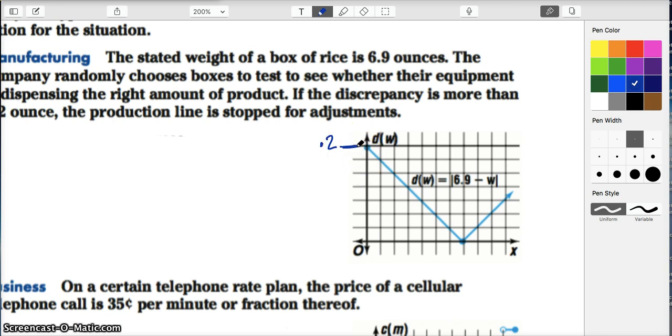So we want it to stay right around here. We don't want that difference to be more than that. And so notice, since there's absolute value signs, we know that it can be positive or negative 0.2. Let's think about it specifically, meaning they will allow it to be as high as 7.1 ounces or as low as 6.7. But once it's out of this decent range, that's when their equipment would be stopped. So the function that we can look at is that the weight, we're looking at 6.9 minus W as the possible values for what we would tolerate.